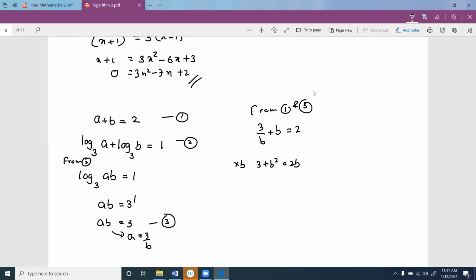To simplify this, you have to remove this denominator b, so I just multiply everything with b. Then you form a quadratic equation: b squared minus 2b plus 3 equals 0. I don't think that for this one you get any solutions, right? So you have to make this a different number. If you get 1, you don't get a reasonable solution for this.